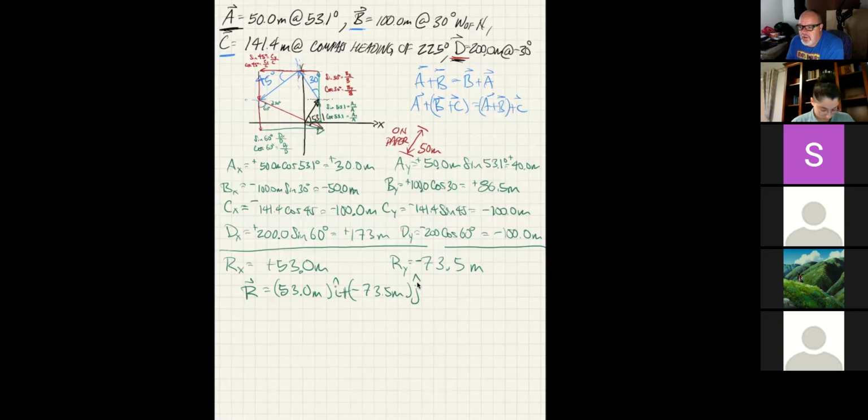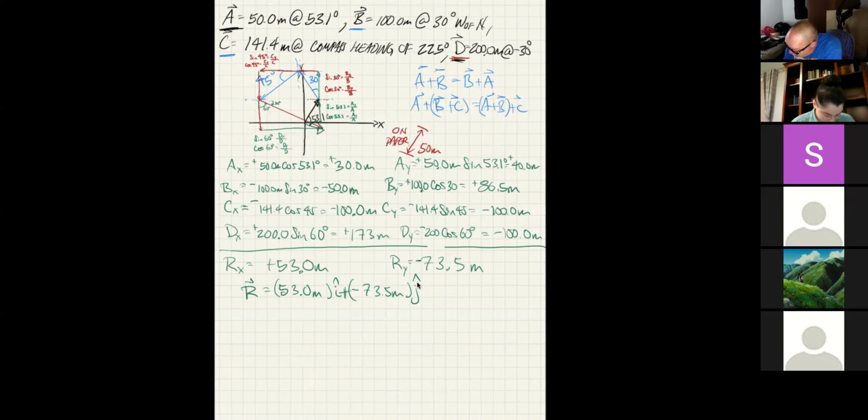If I didn't ask you at all what notation to give it to me in, then you're supposed to assume that it comes back in the same way that was given to you. So all these are in magnitude and direction format. So that's what you should expect. So how do we do that?